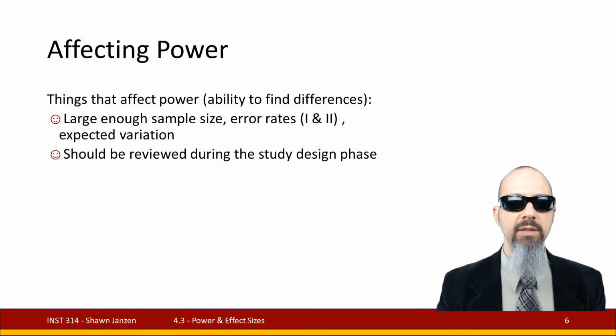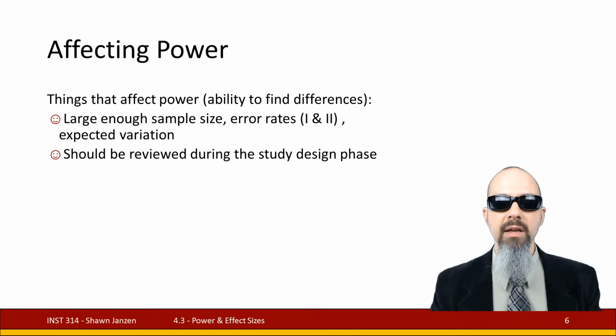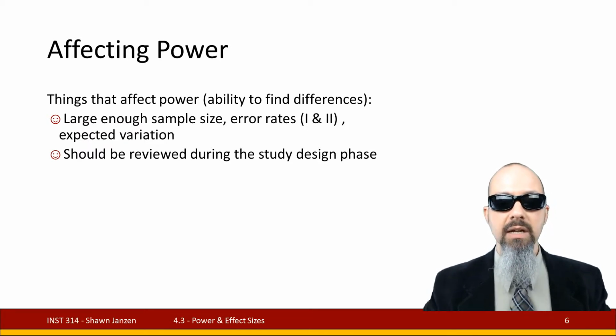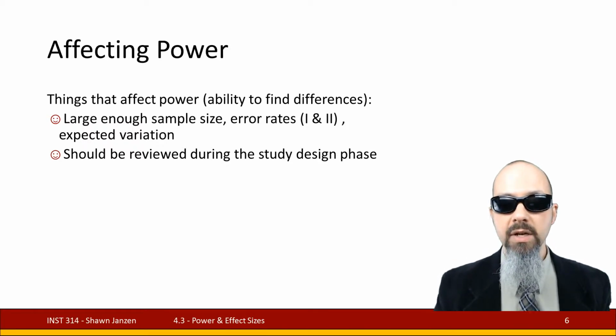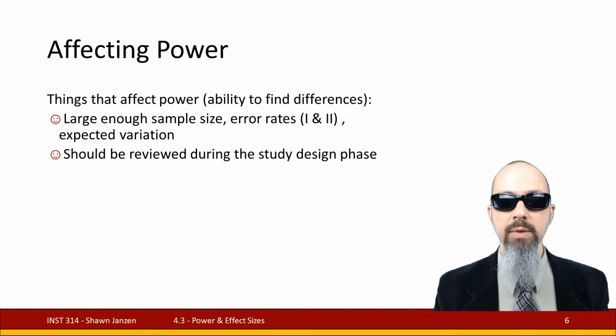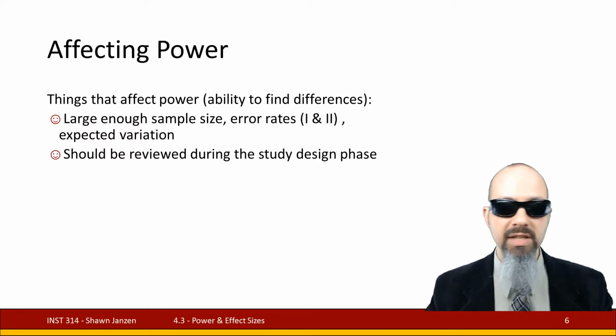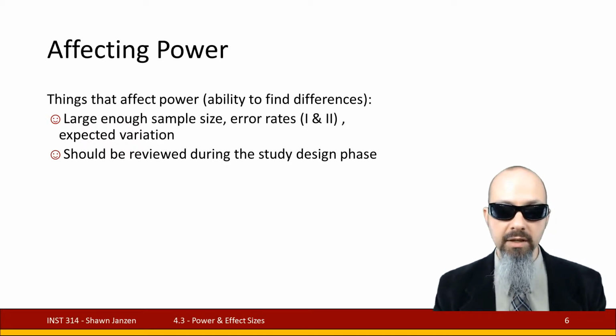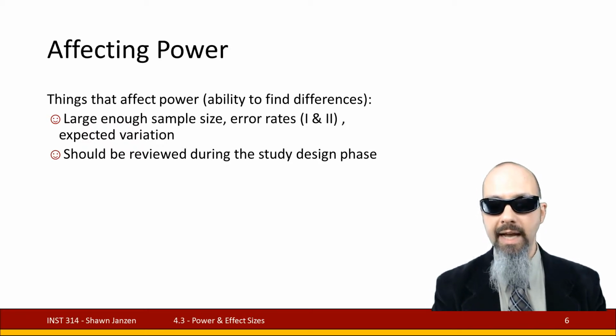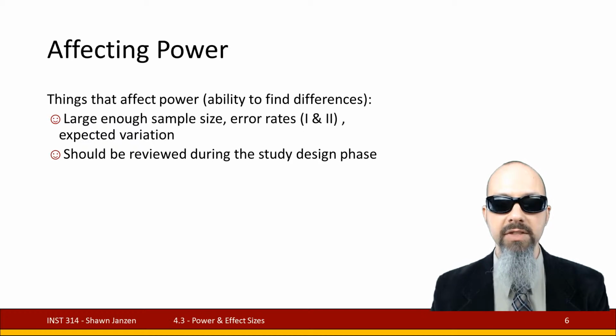So, things that can affect your power, meaning your ability to find differences. Is your sample size large enough? The larger your sample size, the more it's going to increase your power. Do you have different error rates? What is your willingness to take on this risk? Type 1 and type 2 errors, you're never going to get rid of them completely. They are at odds with each other. The more you reduce for type 1, the more risk you're taking for a type 2, and as you look to prevent type 2, the more risk you're taking for type 1. This is a fight back and forth that's going to affect your power.